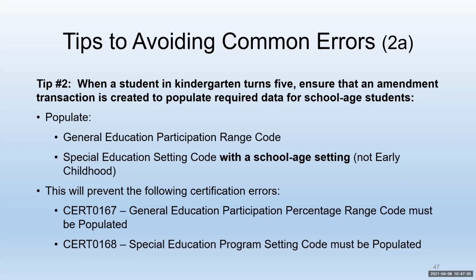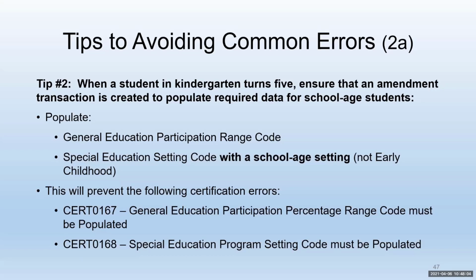If you make sure of those things, and we understand that your special education vendors have implemented some reports and give you warnings when this is happening, or when students are getting ready to turn age 5, and you may need to make these amendments to their general education participation range and special education program, that's going to help you avoid CERT 167 and 168. So CERT 167 and 168 will be warnings for end of year 4.